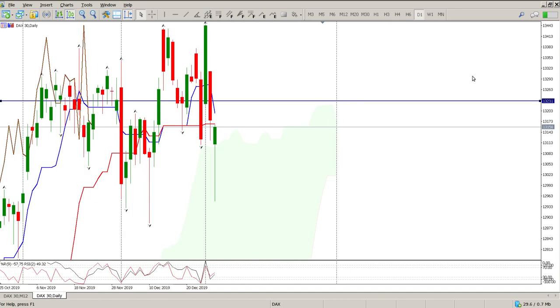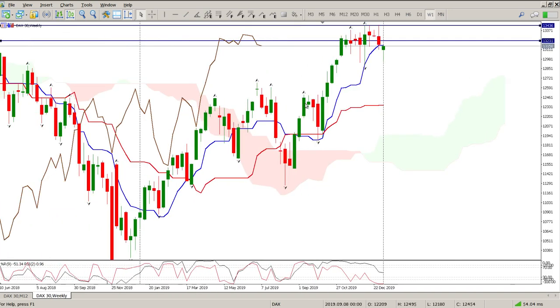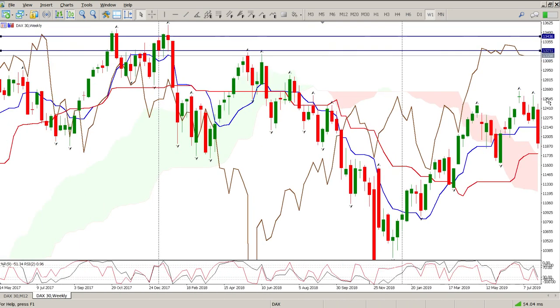And on the daily, we have rejected the cloud. So we've come across to the cloud, we've rejected the cloud. Everything is still bullish, except for Chikou Span is in price. But I think the logical thing to do is trade this thing back to the upside. And remember, we still have the all-time highs that we haven't really tagged.